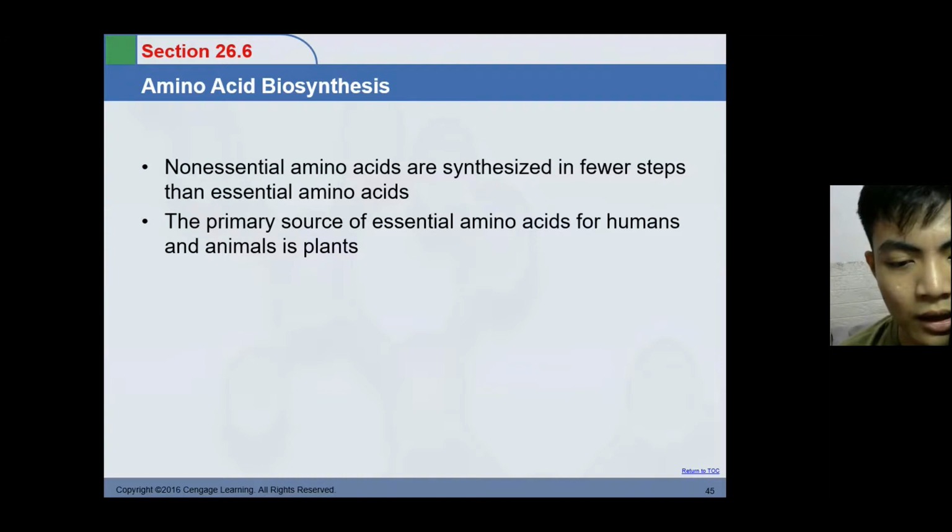So that's why, in order for us to obtain our essential amino acids, kumain tayo ng halaman. Okay? Kasi sila, kaya nila. Okay? So, they have so much energy di ba? Remember, sila, ginagamit nila yung sunlight to produce energy as well, di ba? Mas maraming energy yung plants para makagawa ng essential amino acid than humans. Okay? So, yun. Ayun lang.